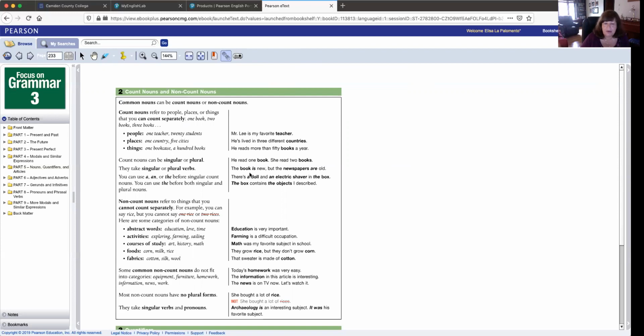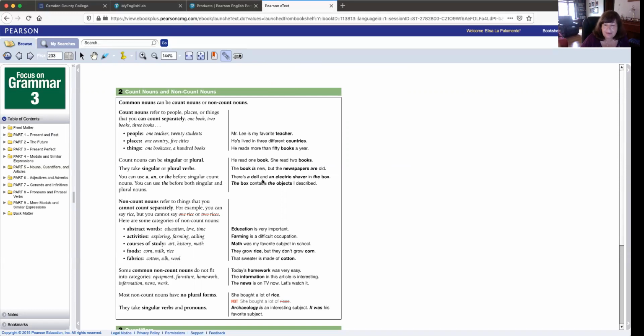So if it's a singular count noun like this, The book is new, but the newspapers are not. The newspapers are old, excuse me. The word book is followed by is because it's singular. The word newspapers is followed by are because it's plural. And you can use a, an, or the before singular count nouns. You can use the before both singular and plural nouns.